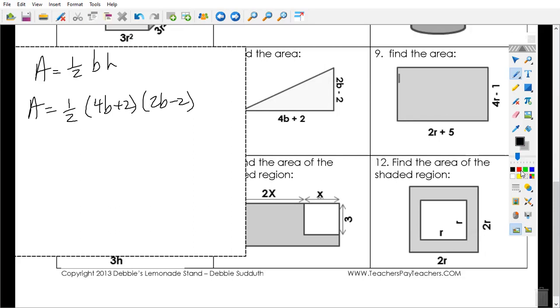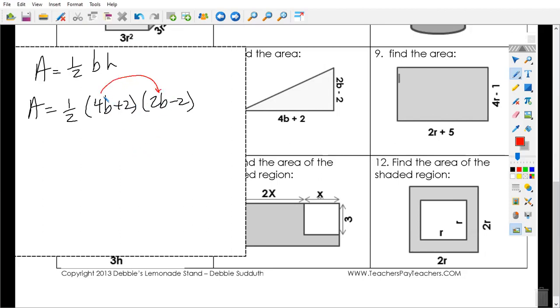And how do you multiply this? What is the process? We'll worry about that. We'll do the half at the end. FOIL. We've got to distribute. We've got to do a whole lot of distribution. Let's do our FOIL, or if you're a box person, your box. But I'm a traditional FOIL.